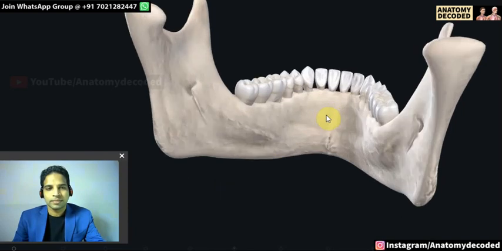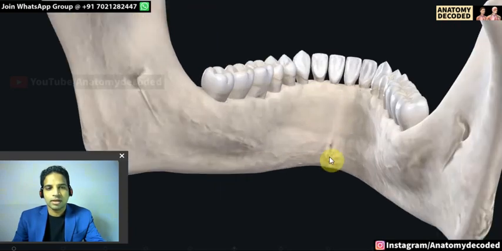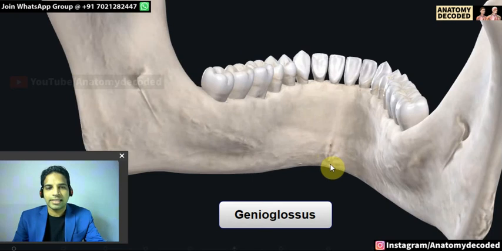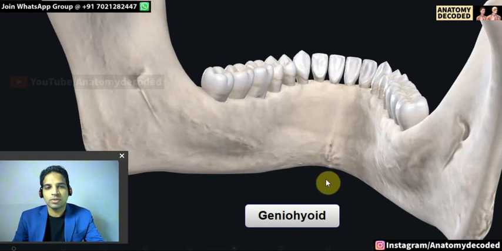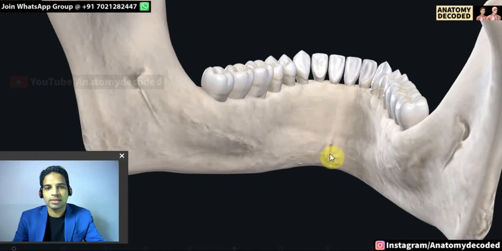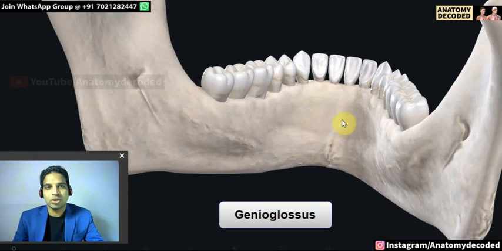Then along the genial tubercles, the superior genial tubercles give attachment to the genioglossus muscle, and the inferior genial tubercles give attachment to the geniohyoid muscle. Since the hyoid bone is below, the inferior genial tubercles will give attachment to the geniohyoid, and the superior genial tubercles will give attachment to the genioglossus. Glossus refers to the tongue.